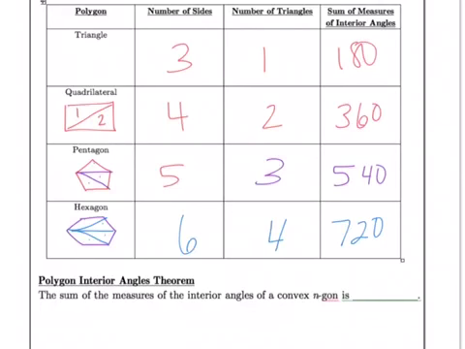So the sum of the measures of the interior angles of a convex n-gon would be the number of sides minus 2, times 180. And I get that because if I take the number of sides here minus 2 to get 4, and then take that number times 180 to get this number. And it works for all of these. 4 minus 2 times 180 equals 360.